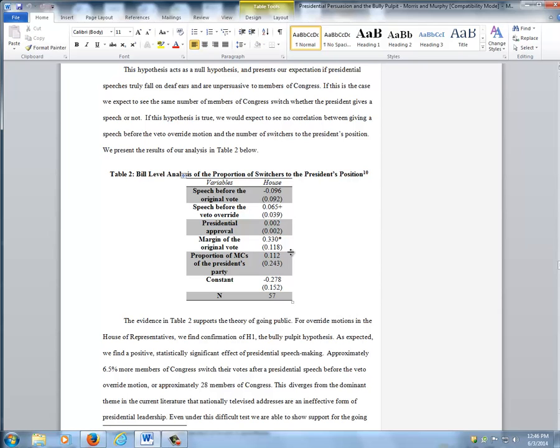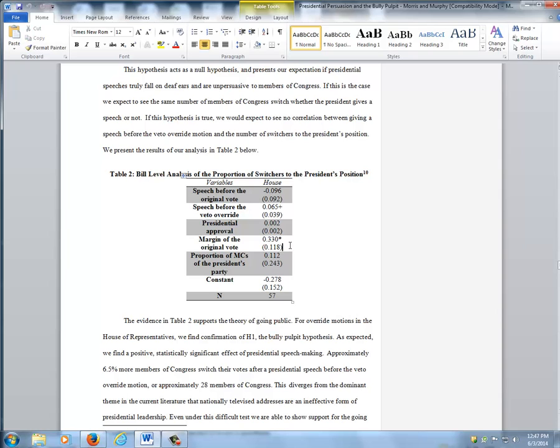That means this is statistically significant. That means the margin of the original vote predicts the proportion of switchers to the president's position. So step number 1 is look for a coefficient twice the size of the standard error. Look for stars. Got it.